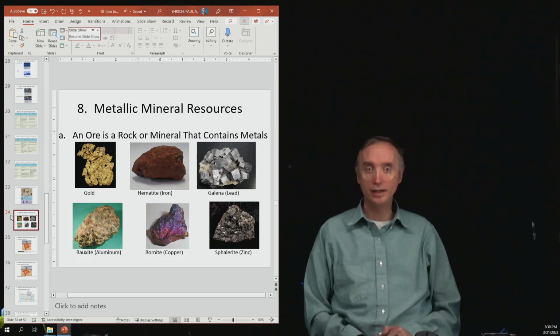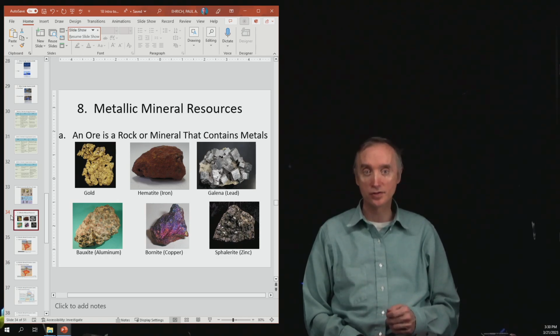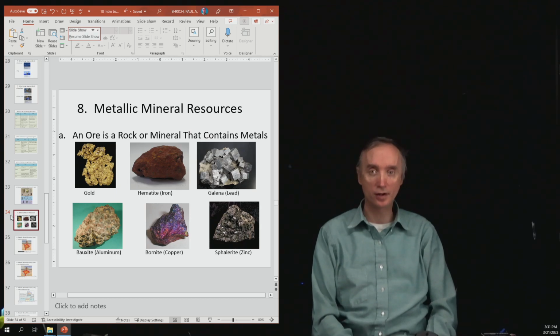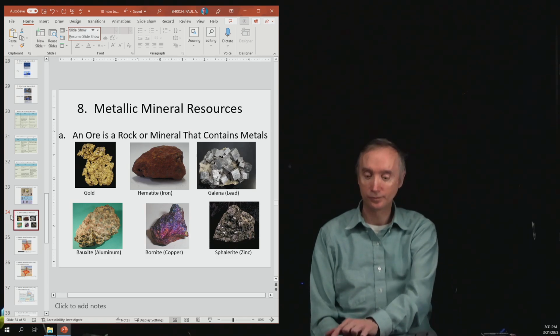Then you've got galena, which is lead sulfide. Again, we have to separate the sulfur from the lead in that particular ore. Bauxite is a sedimentary rock that contains aluminum. Bornite is a mineral that contains copper, and sphalerite is a mineral that contains zinc. So there are just a plethora of different kinds of rocks and minerals that contain metals in them.